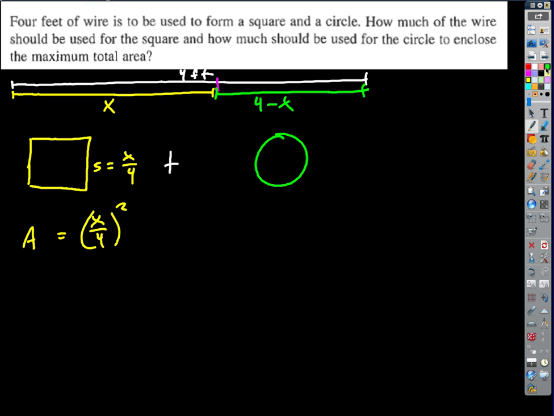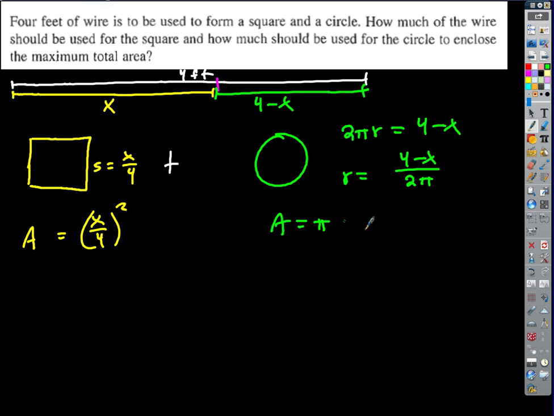This one's a little bit tougher. This is the circumference of the circle, right? So we got circumference, so 2 pi r equals 4 minus x. We need the radius to come up with the area, don't we? So the radius then is going to equal (4 minus x) over 2 pi, unfortunately, right? And so our area for the circle is just pi r squared.